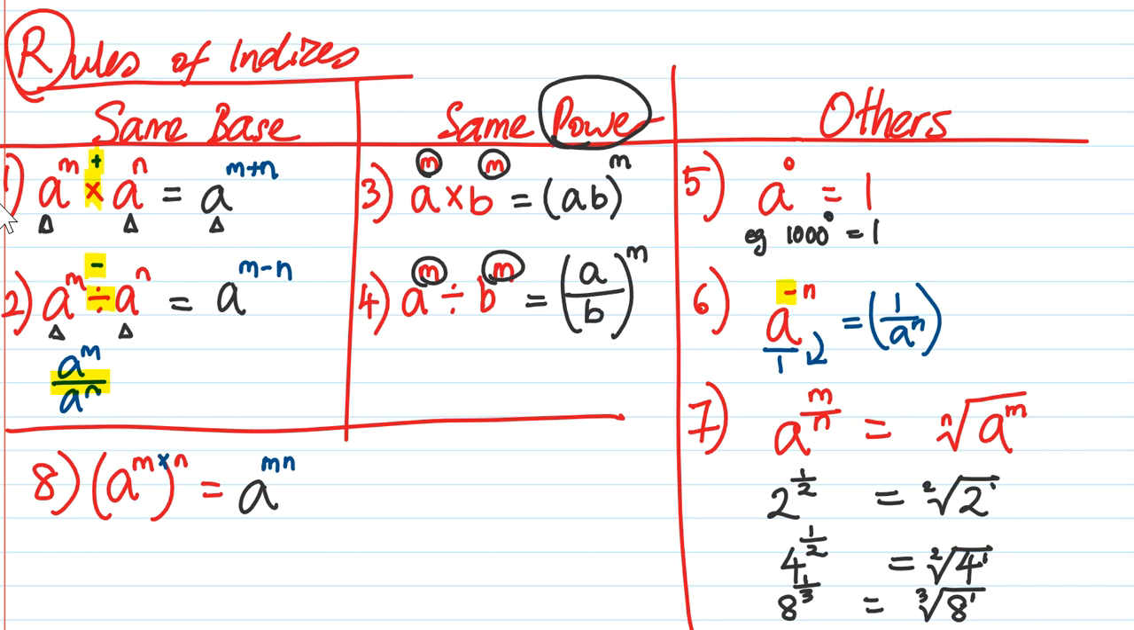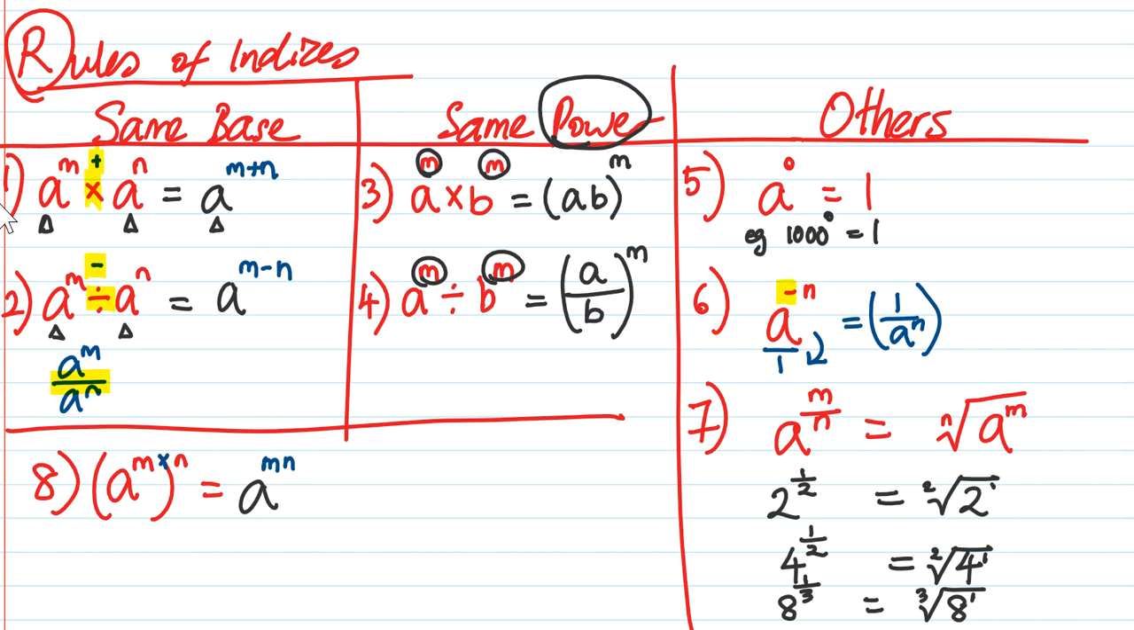And the 7th rule is that if we have a to the power m over n, if it's a fraction power, we can write it in the surd format, and the base is just a, the top power just goes here, the bottom power goes over here. An example is if you have square root 2, it just means there's an imaginary 1 here and imaginary 2 here, so it's just 2 to the power half.